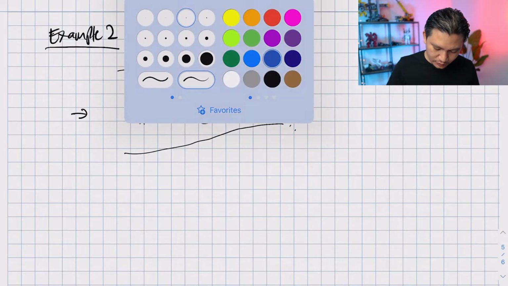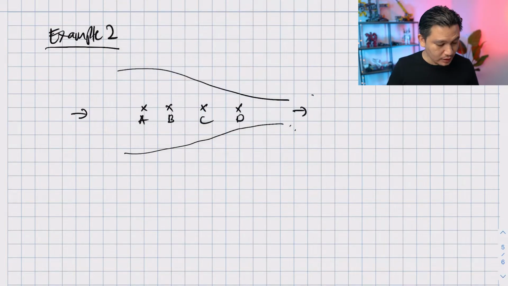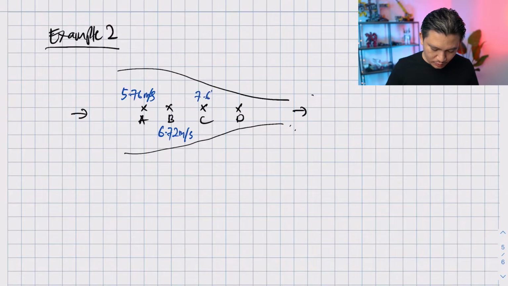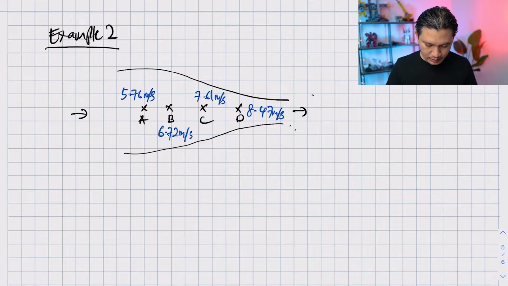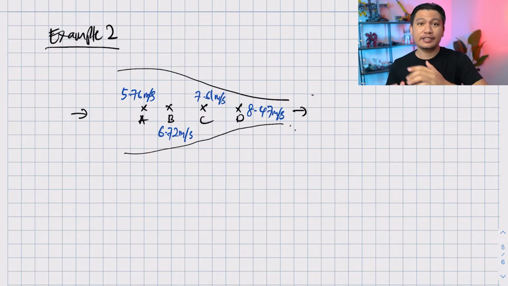The velocity is given to you, where at point A, the velocity is 5.76 meter per second. At point B, the velocity is 6.72 meter per second. At point C, the velocity is 7.61 meter per second. And finally, at point D, the velocity is 8.47 meter per second. So in general, you can see that the velocity is actually increasing, which makes sense because the flow area is reducing.